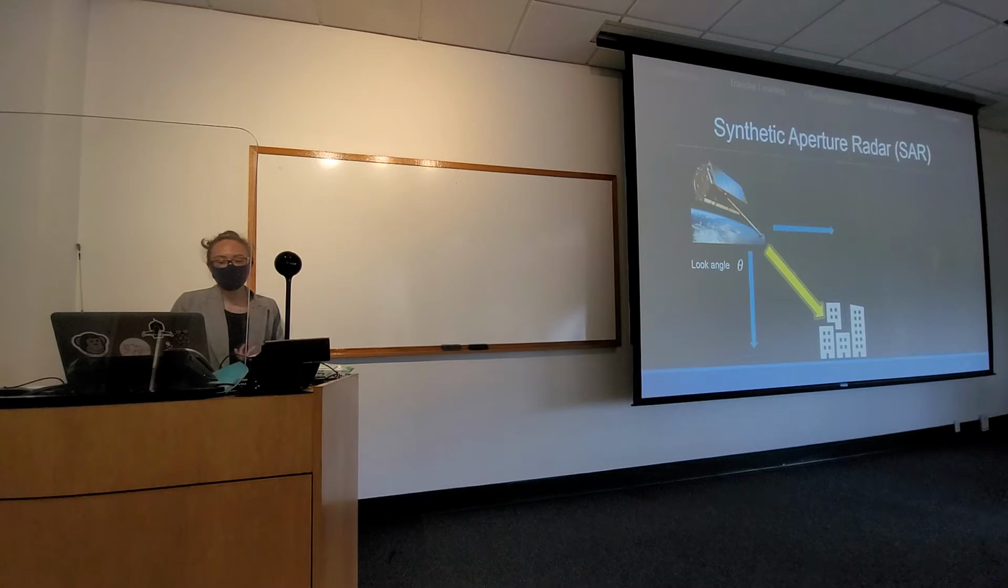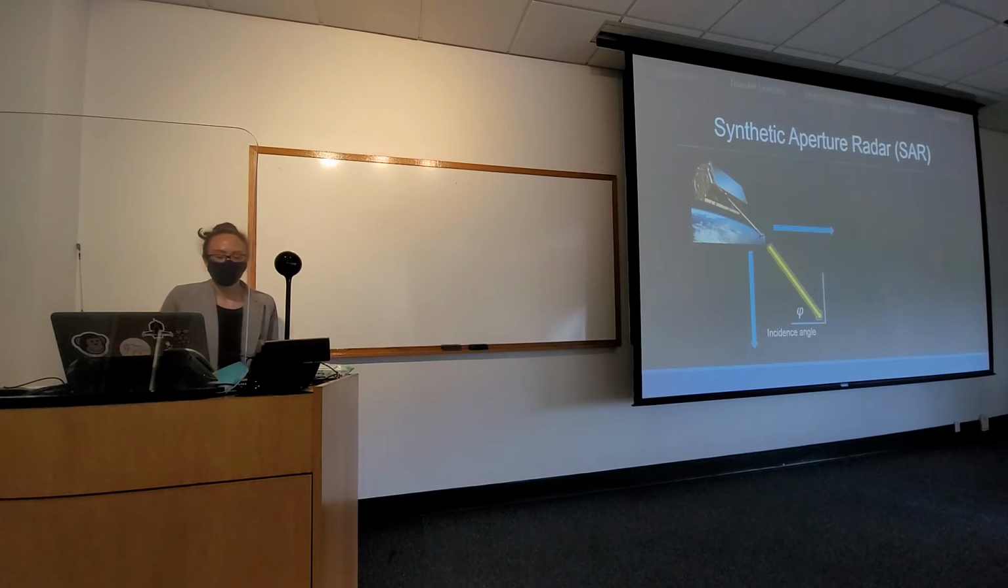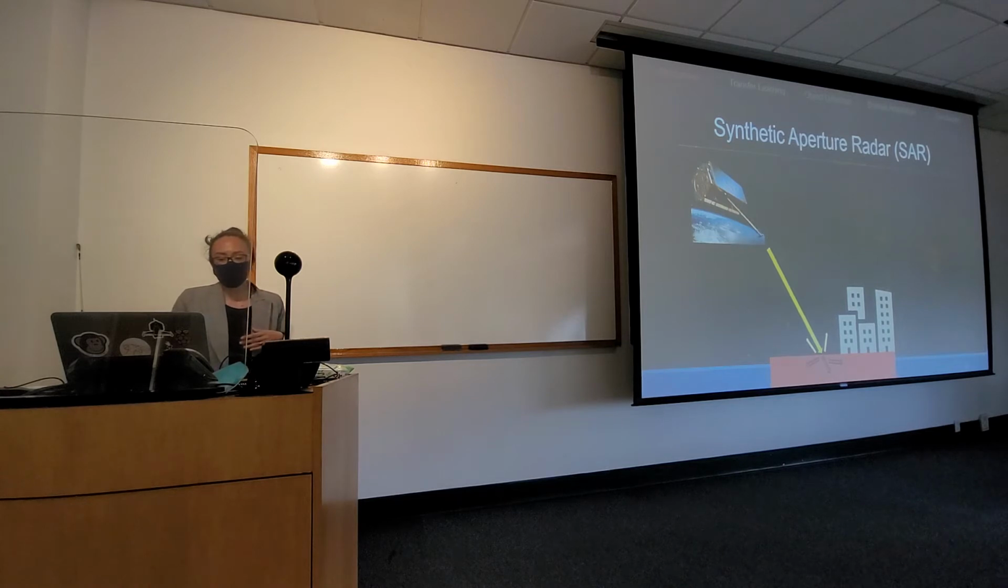Well, this then means that we're dependent on the look angle. We're dependent on the incidence angle, which is the angle between the signal and whatever object you're interested in, which can change depending on which object you're looking at and how it's oriented towards the sensor. And furthermore, the signal and the image are also dependent on the electric permittivity of the scene.